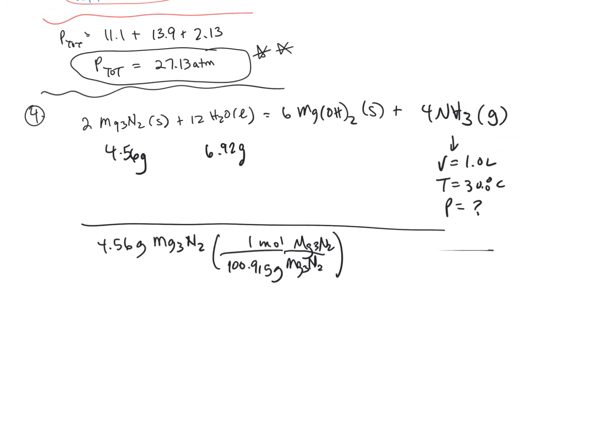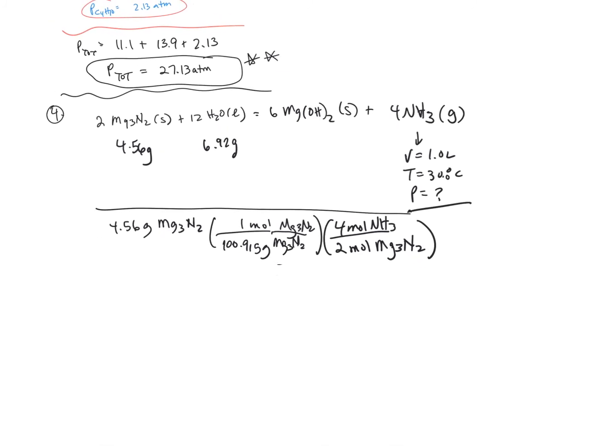Okay, now you're going to go to ammonia. So it'll be 4 moles NH3 for every 2 moles Mg3N2. And we can stop and calculate moles here. We don't have to go all the way to pressure twice, right? So just go to the moles, 0.0904 moles of NH3.